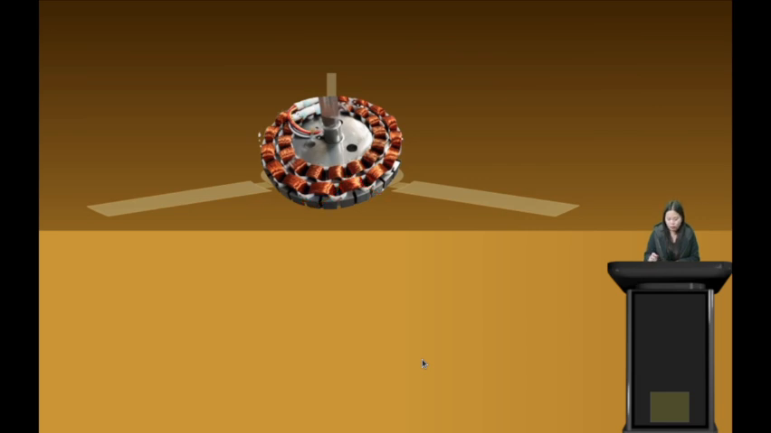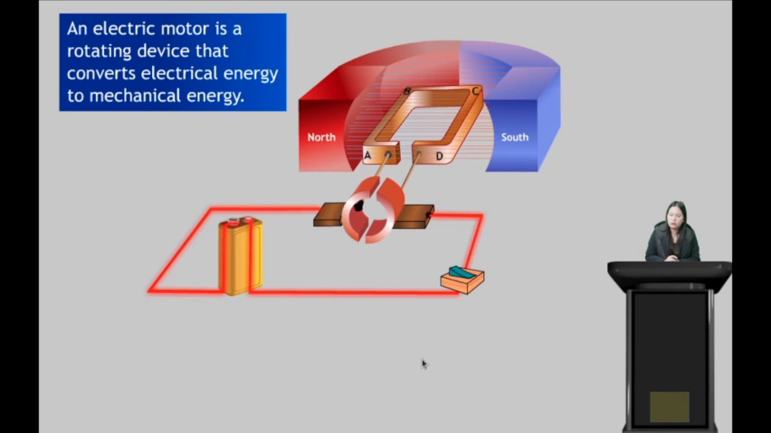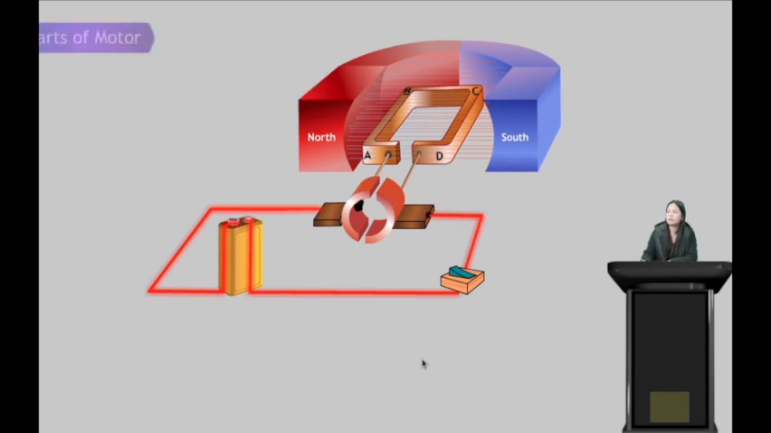So what is this electric motor? An electric motor is a rotating device that converts electrical energy to mechanical energy. So in the grinder and in the fan, there is this device called an electric motor, a rotating device that converts electrical energy to mechanical energy. The electric motor inside the fan is what makes the fan rotate. Let us learn about the electric motor in today's class.